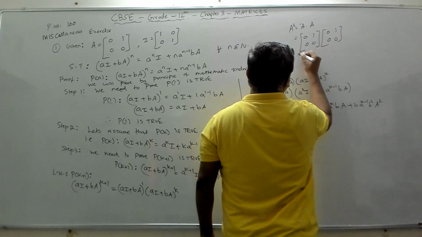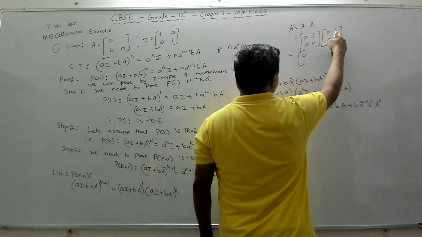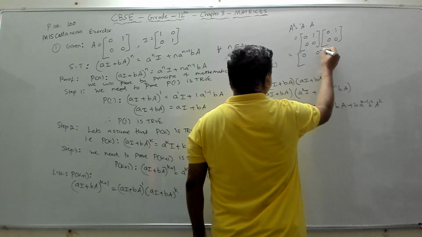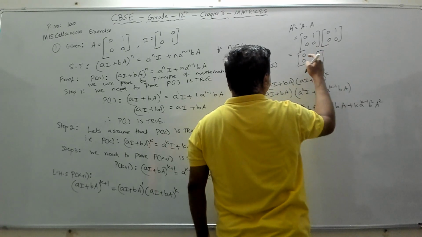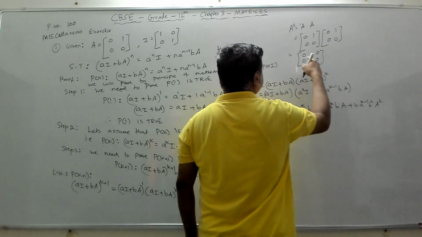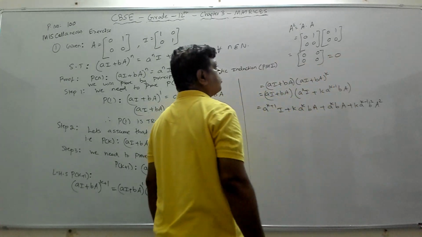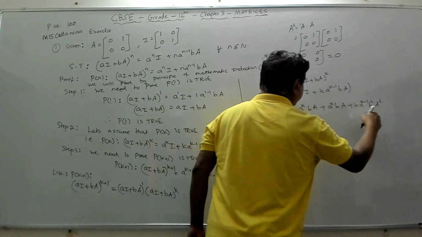0 into 0 is 0, plus 1 into 0 is 0. 0 into 1 is 0, 1 into 0 is 0. 0 into 0 is 0, plus 0 into 0, 0. So 0 into 1 is 0, plus 0 into 0 is 0, 0 plus 0 is 0. So you get 0, which is a 0 matrix. You get a 0 matrix. So this whole value will become a 0 matrix.